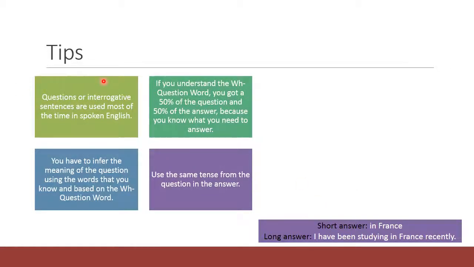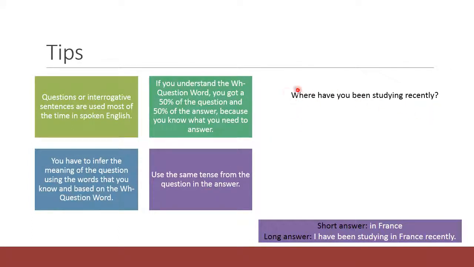Now let's check some tips. Questions or interrogative sentences are used most of the time in spoken English. Remember that if you understand the WH question word, you get 50% of the question and 50% of the answer because you know what you need to answer. Then what you have to do is to infer the meaning of the question using the words that you know and based on the WH question word. And don't forget to use the same terms from the question in the answer.